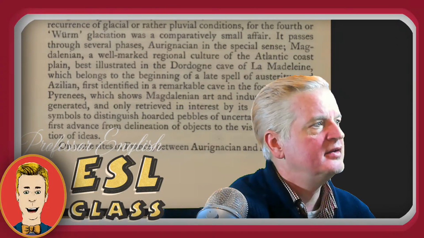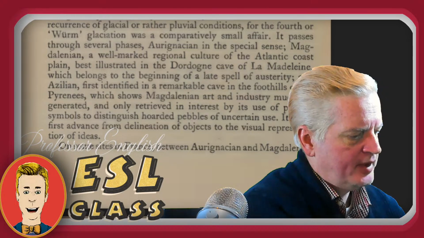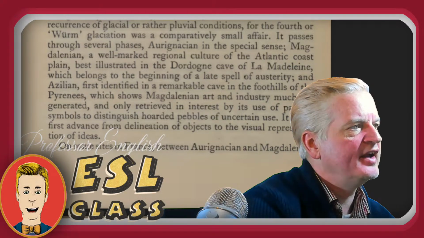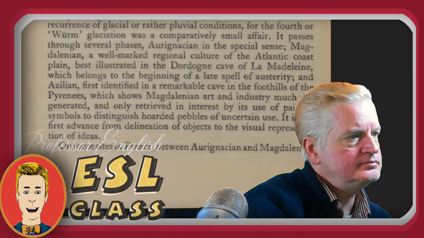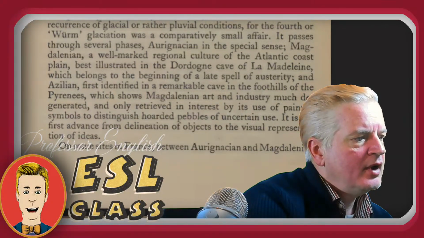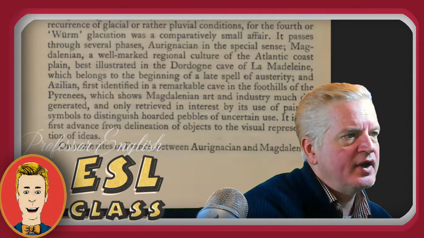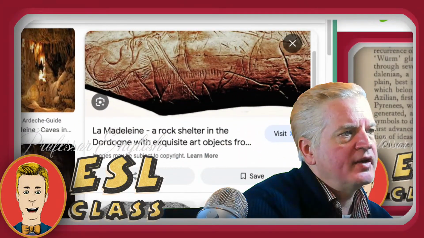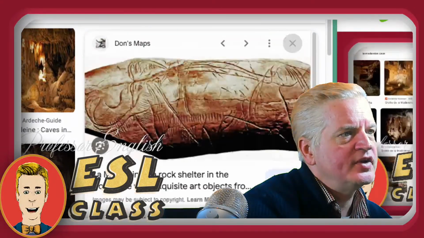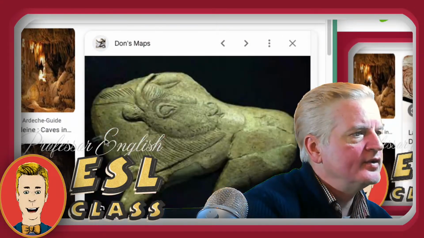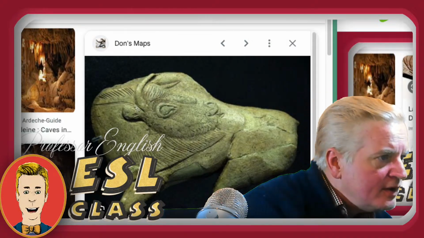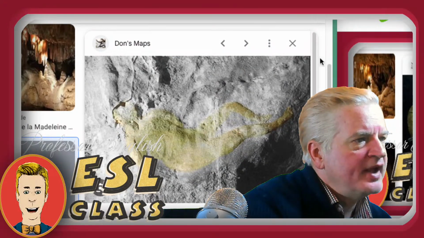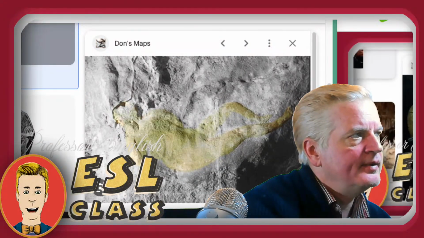Let's see, is that a painting? Let's see. La Madeleine painting. Or cave. Let's say cave. Oh, well, they have these carvings, which are kind of nice and interesting. La Madeleine, a rock shelter in the Dordogne with exquisite art. Do they show anything else? They have this. Looks like a bowl or something. Here's a painting. Huh, okay.